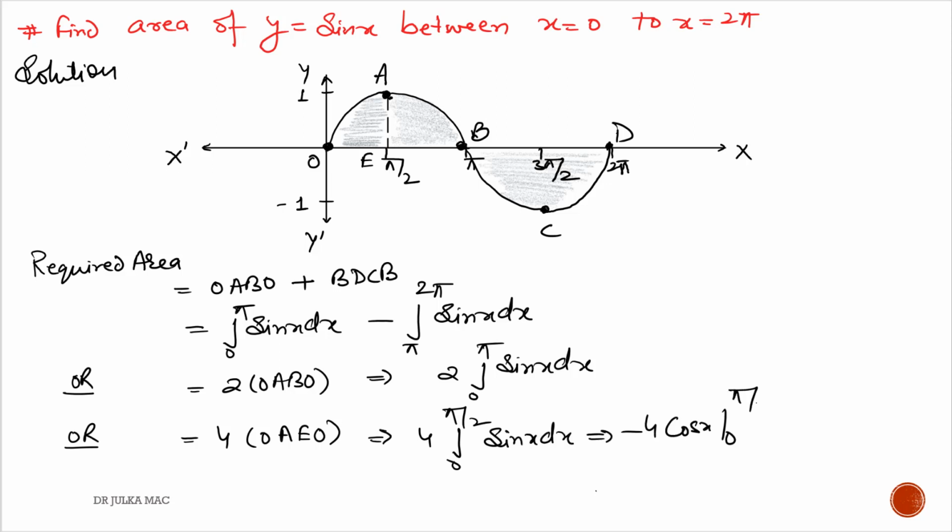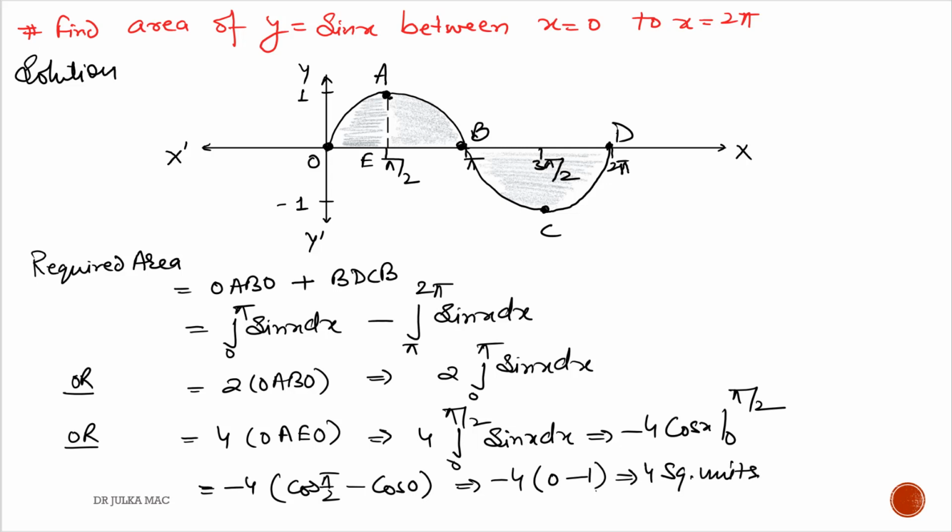Integration of sin x is minus cos x. After putting the upper and the lower limit and inserting the value of cos pi by 2 and cos 0, we'll get the answer 4 square units.